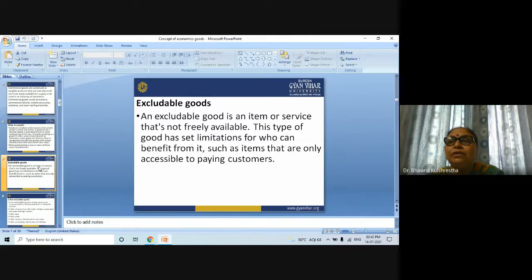Excludable goods are not definitive, meaning they can change their classification depending on how exclusive it is. And some examples are there.